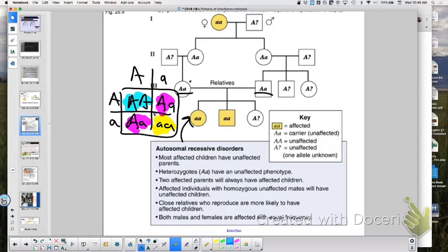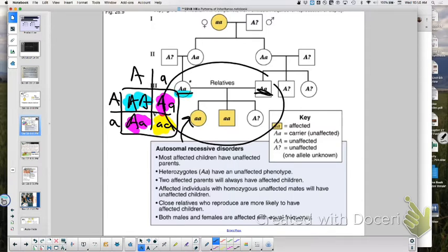So take a look at your notes for a minute where it says autosomal recessive disorders. Number 1, most affected children have unaffected parents. Case in point right here. Neither parent had it, but it did show up in their children.